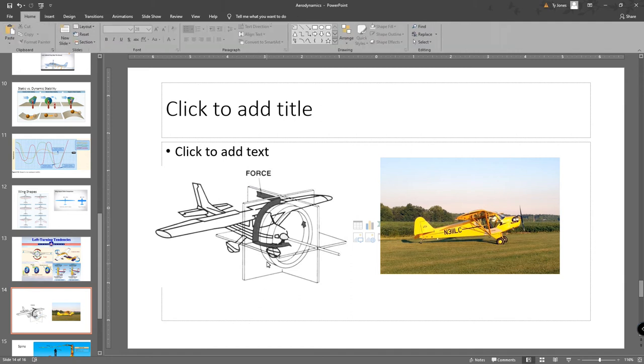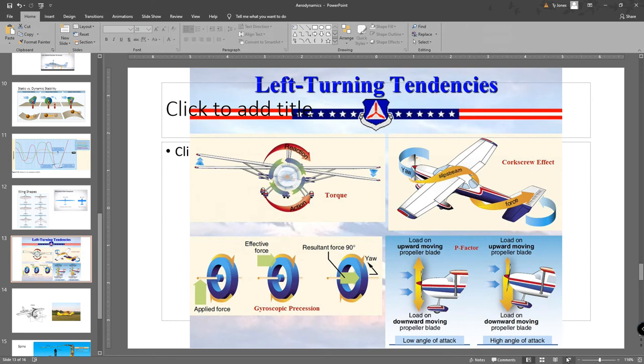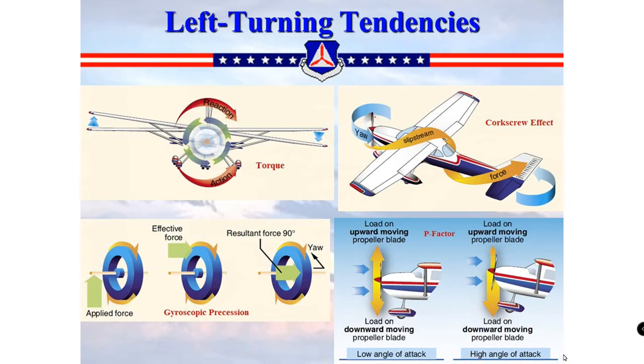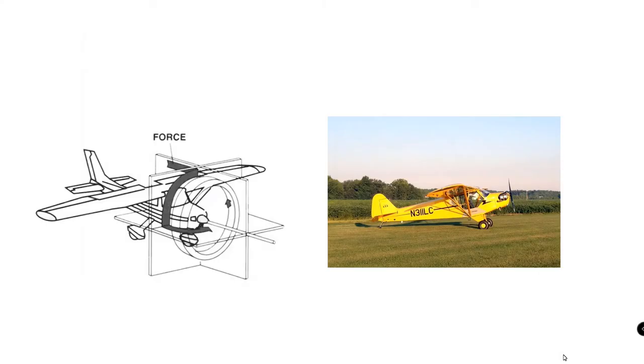It's kind of hard to explain with the PowerPoint thing. I probably should have just done this part on the board. But anyway, if you have any questions on this, just let me know. But that is the four forces, left turning tendencies of the aircraft. And I guarantee you the examiner will be asking you this, whether for your private, instrument, or commercial.